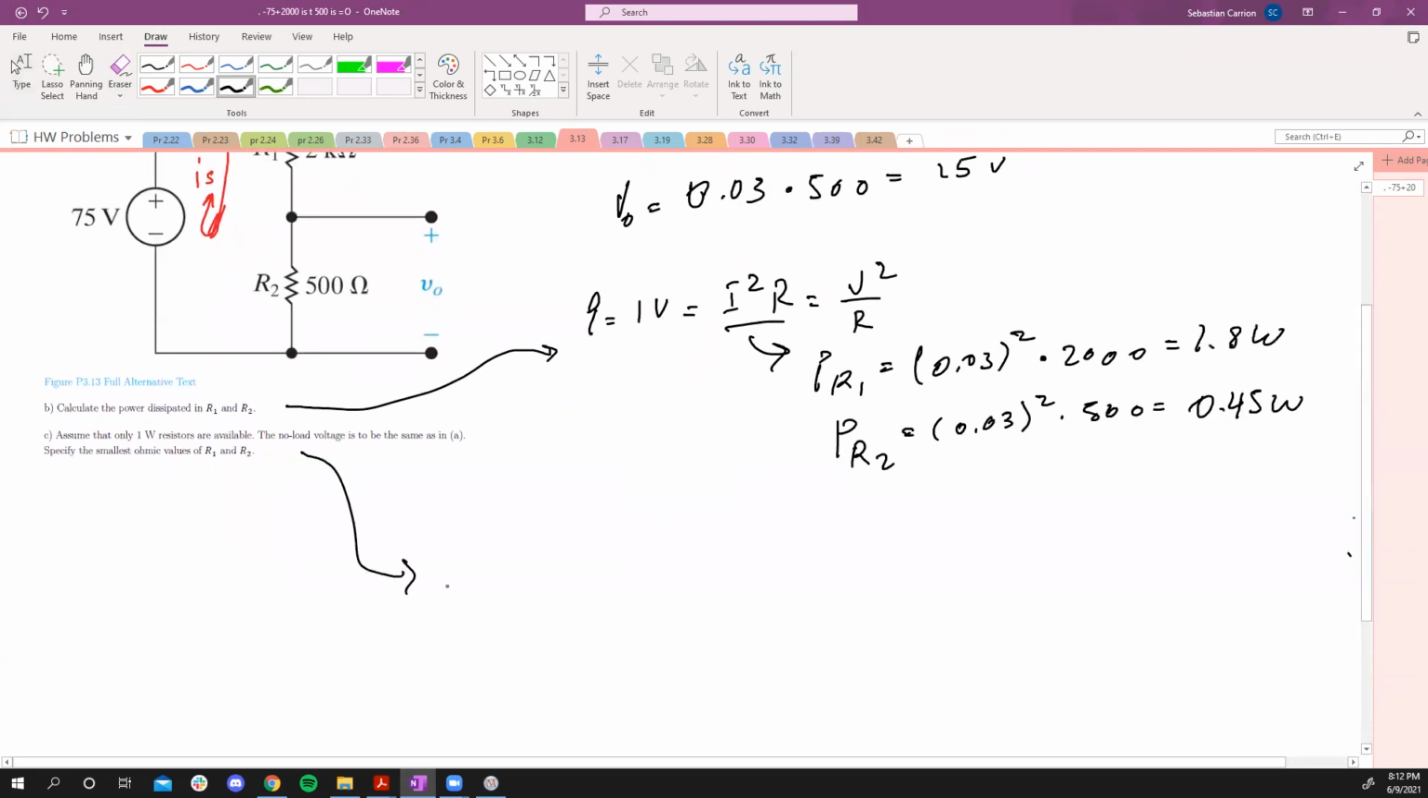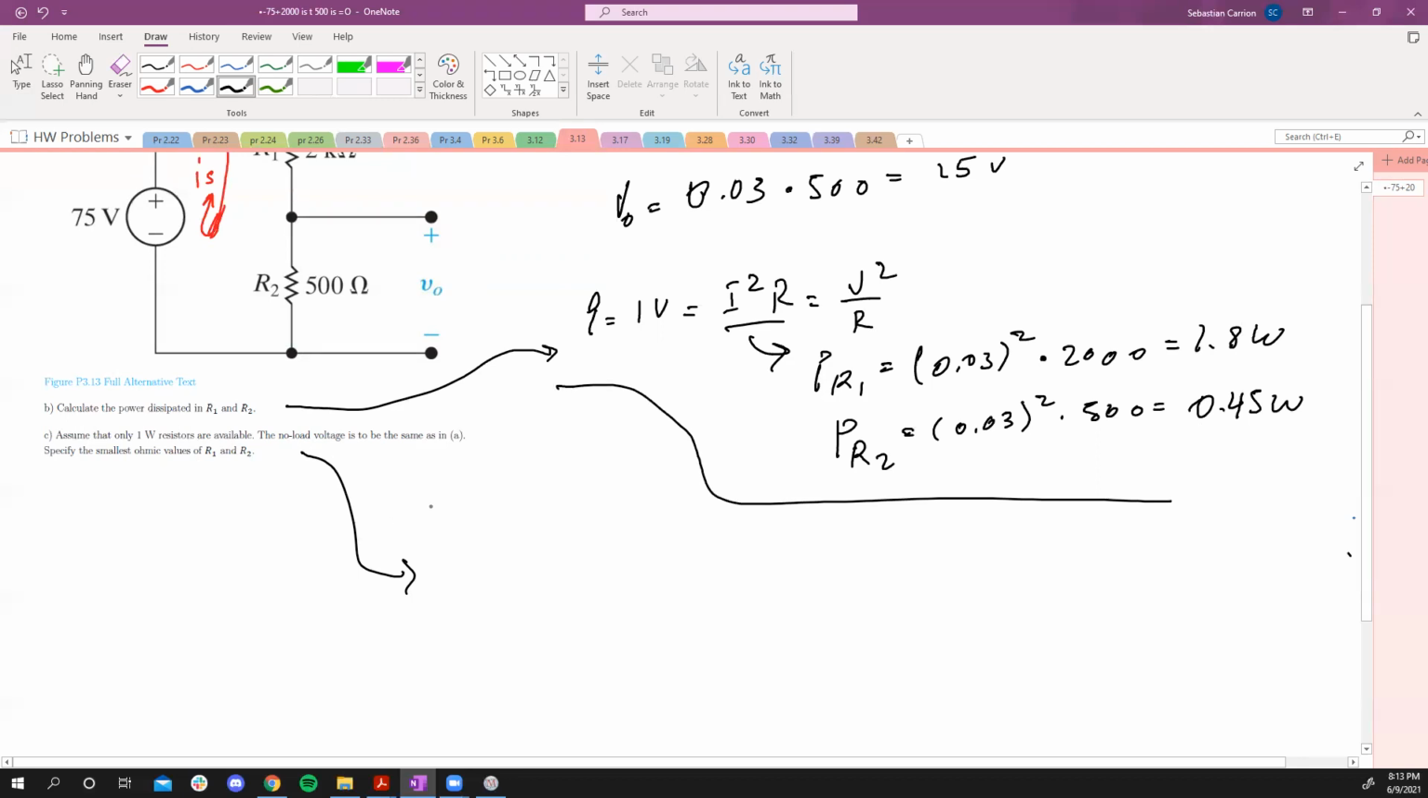Okay. And then now it's asking us to assume that only 1 watt resistors are available. So the power dissipated across each resistor cannot be over 1 watt, and the no load voltage to be the same. So it's asking us to specify the smallest value of R1 and R2.